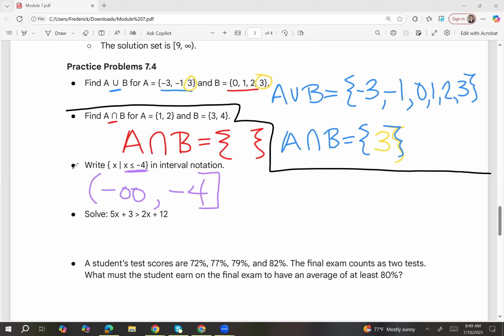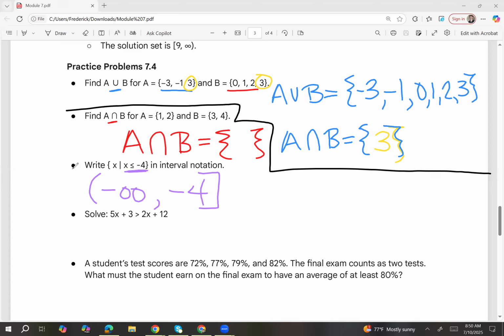We're going to solve the next one and then use interval notation to express our final answer. We have 5x plus 3 is greater than 2x plus 12. So notice we have variable plus number is greater than variable plus number. So what we have to do in that case is start subtracting or adding on both sides things that we can join to the other side. You get the variables on one side, numbers on the other.